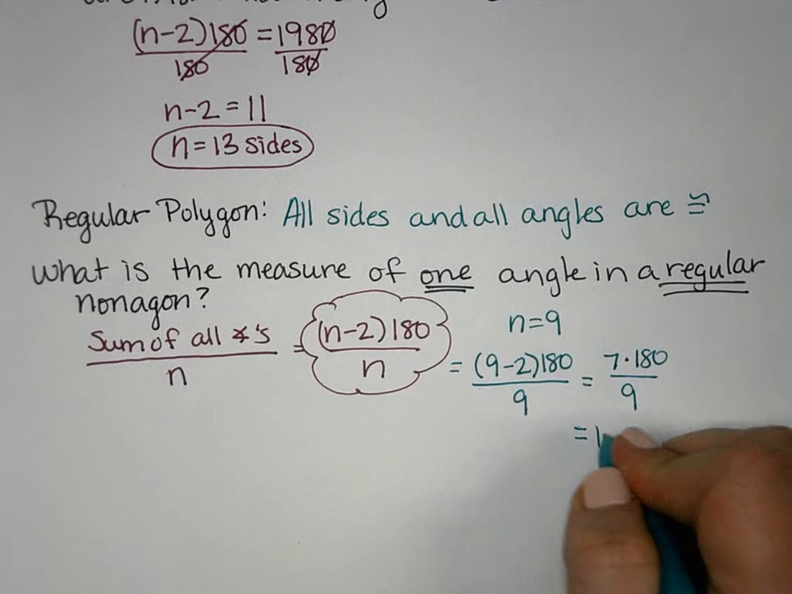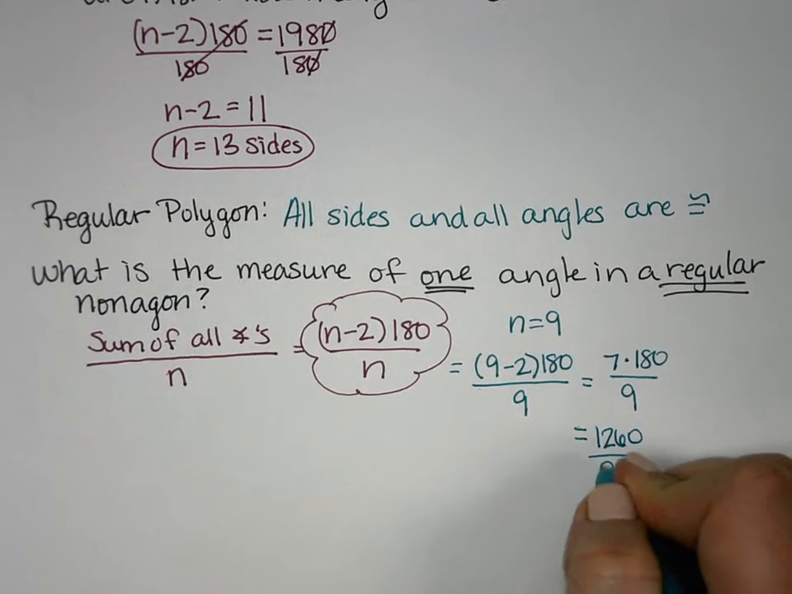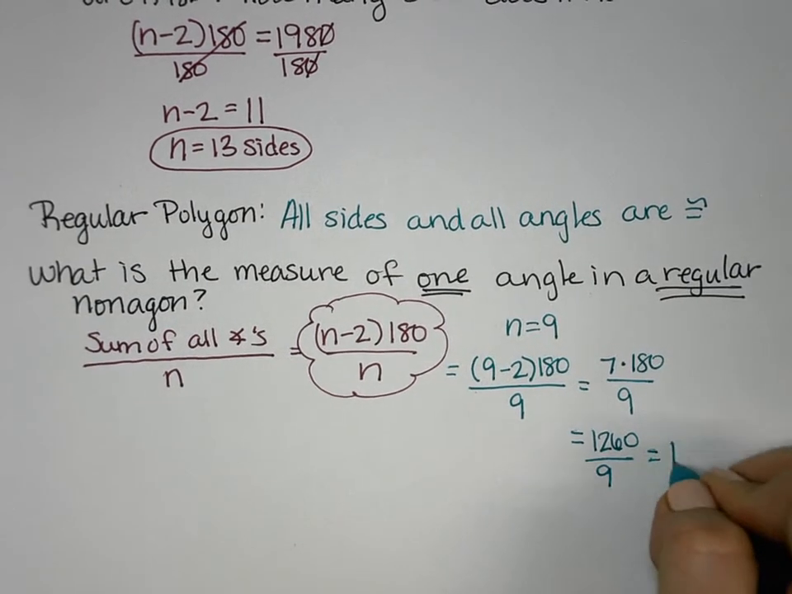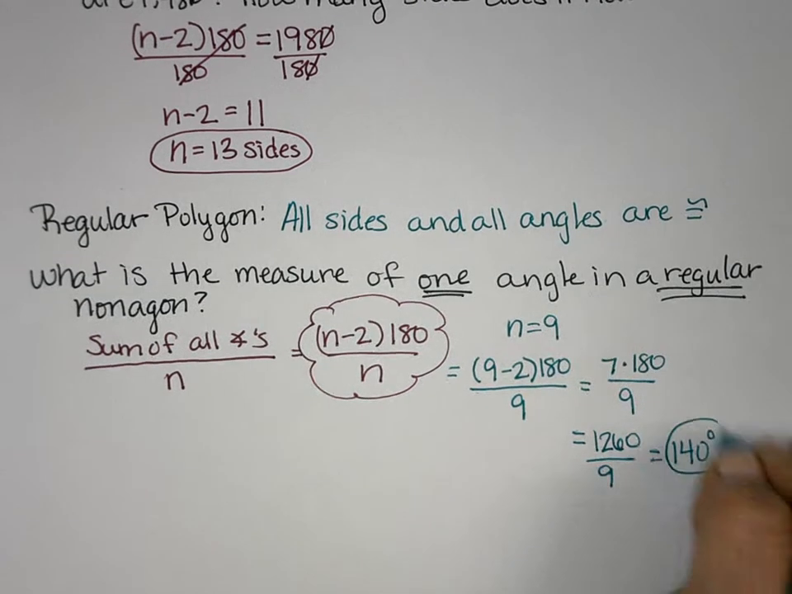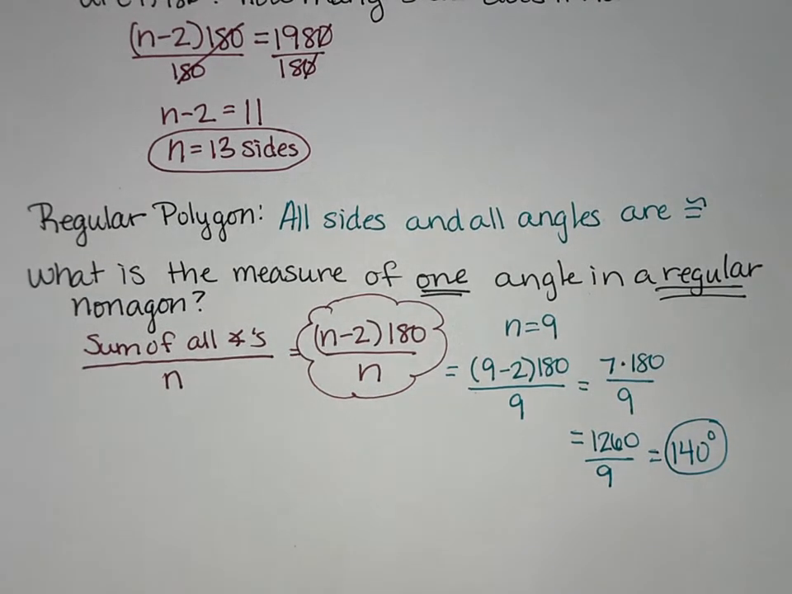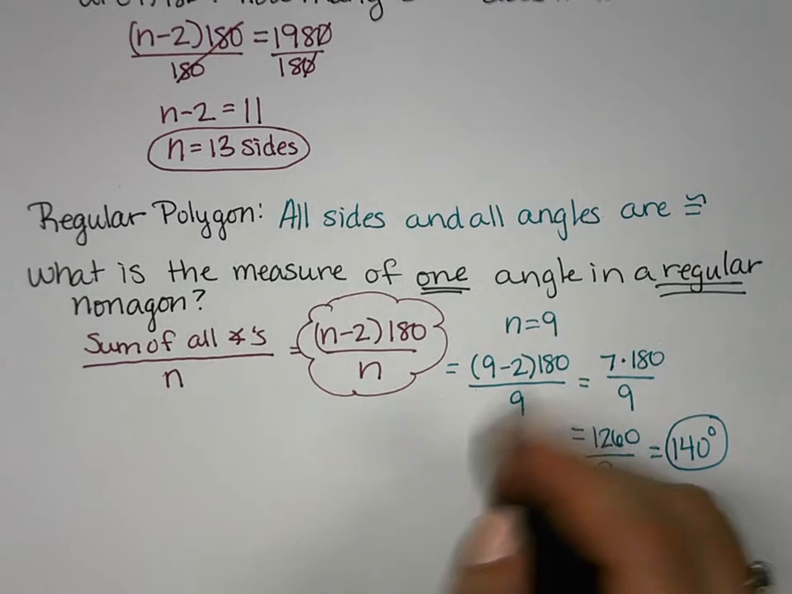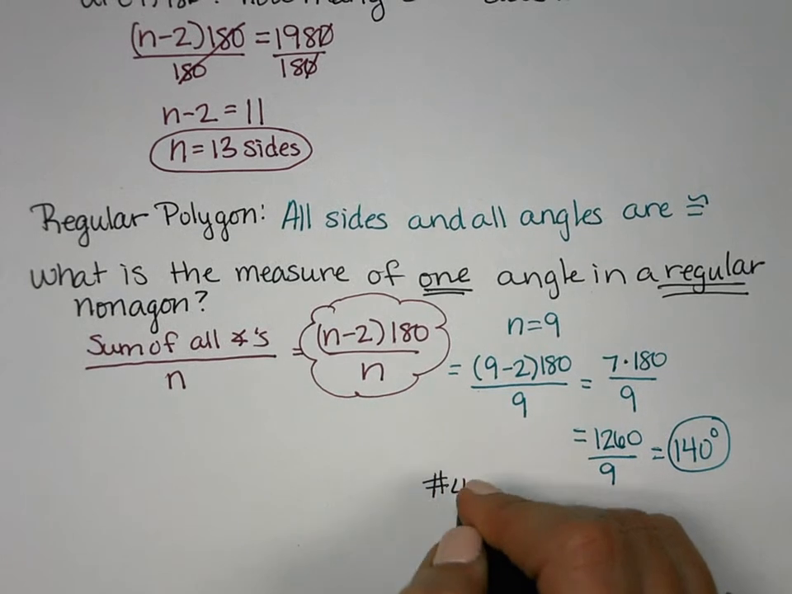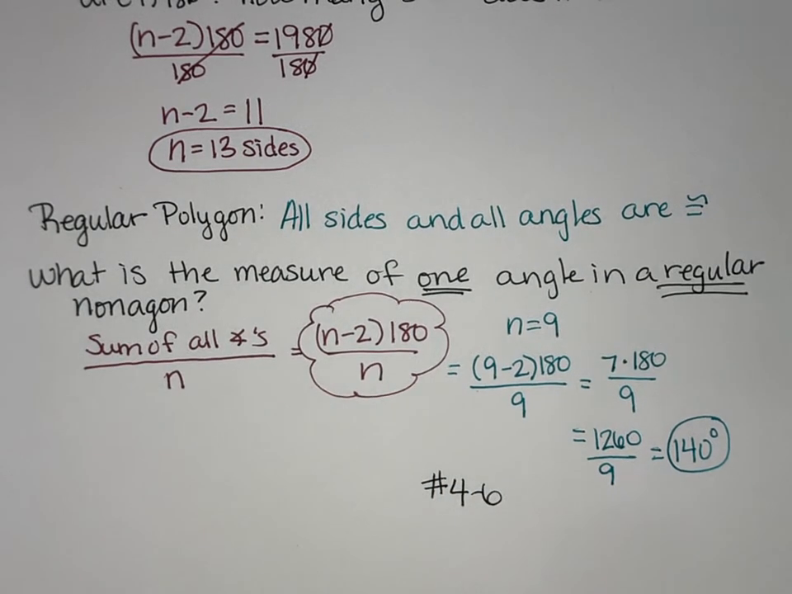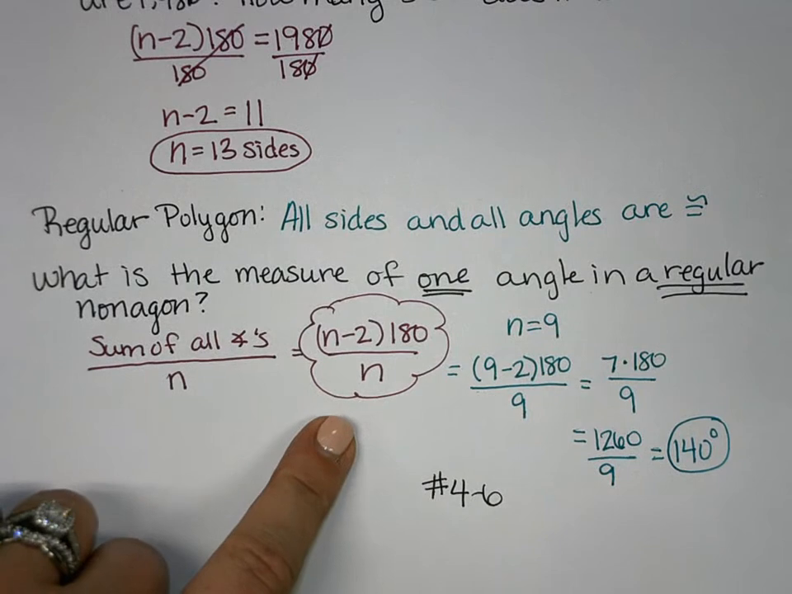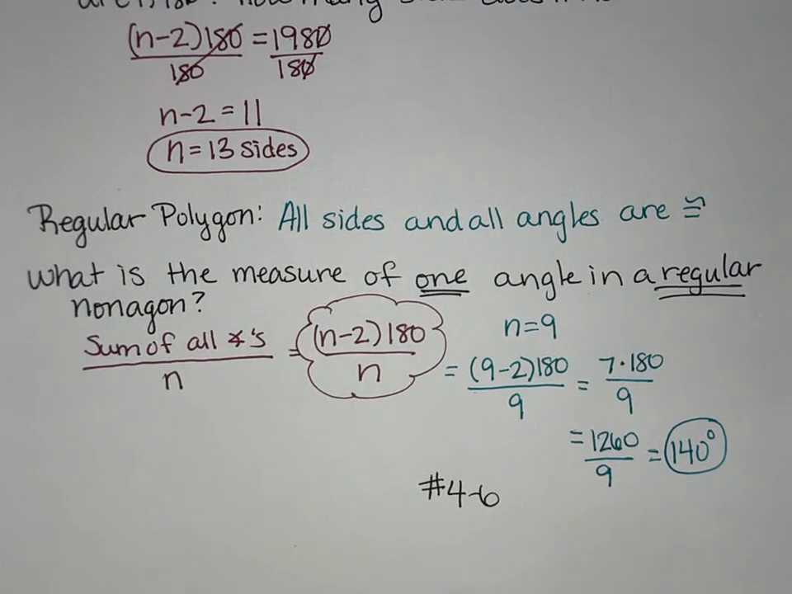1,260 divided by 9, and that'll give us 140 degrees for each angle on the inside. Okay, and again, if you want to make yourself a little note, you're using this formula on numbers 4 through 6 of your homework. So when it's asking you what's the measure of one angle of a regular polygon, you're going to be using this one where we do our sum and then divide it by n. William, what's up?